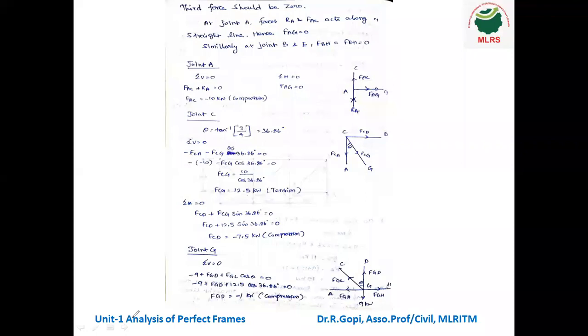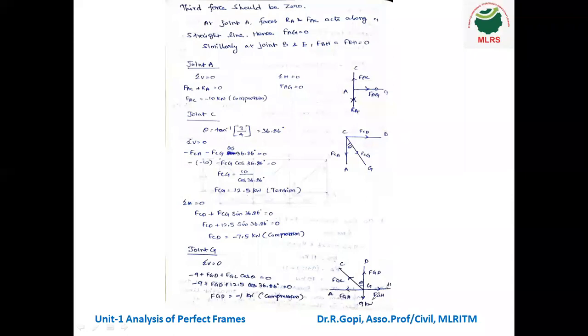So next come to joint G. Okay. So you can see here at joint G, there are 1, 2, 3, 4 members. In joint G, there are 4 members and one vertical load is acting at the joint G. So what is the intensity of load? It is 9 kilonewton.